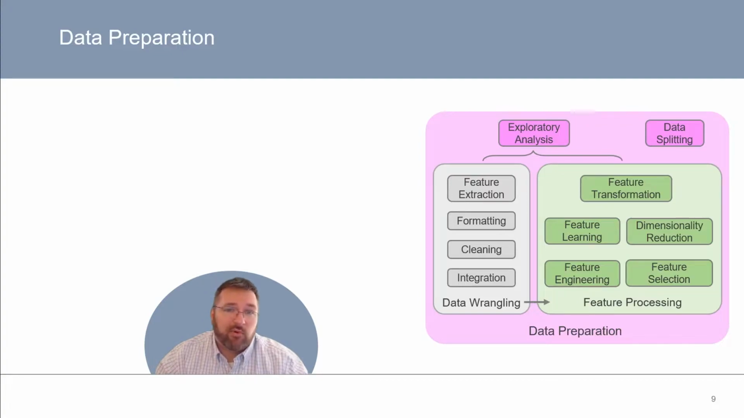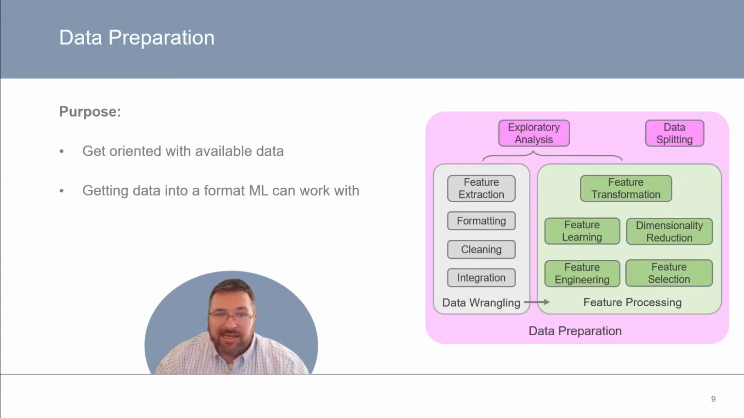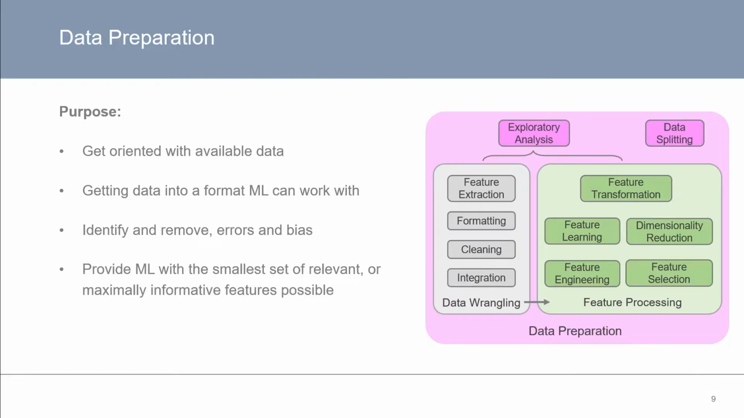Now we move on to data preparation itself. On the right here, we can see the portion of our data pipeline schematic focused on data preparation. We'll spend the rest of this and the next video discussing all the elements included here. But first, from a high-level perspective, let's review the purpose of data preparation as a whole. First, it's about getting us oriented with our available data. Second, it's about getting data into a format that machine learning can work with. Third, it seeks to identify and remove errors and potential biases. And four, it seeks to provide machine learning with the smallest set of relevant or maximally informative features as possible.